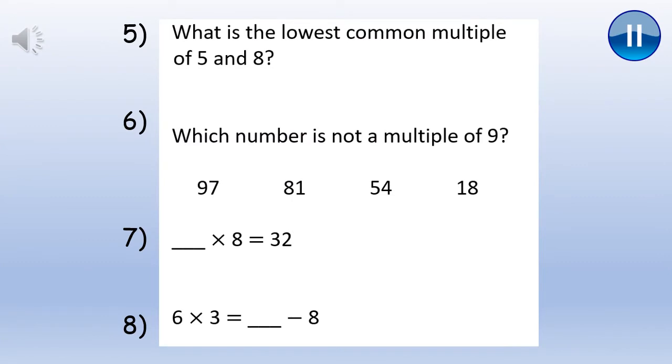Question 5. What is the lowest common multiple of 5 and 8? Question 6. Which number is not a multiple of 9? 97, 81, 54 or 18? Question 7. Something times 8 equals 32. And question 8. 6 times 3 equals something subtract 8. Good luck!